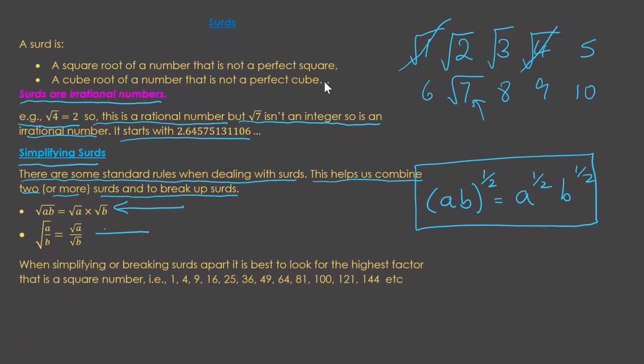And so this is also true that the square root of a over b is the square root of a over the square root of b. Again, that's just an index law. When simplifying or breaking surds apart, it is best to look for the highest factor that is a square number. So I've got a list of square numbers here, and it's usually best to look for the highest square number factor that we can find.